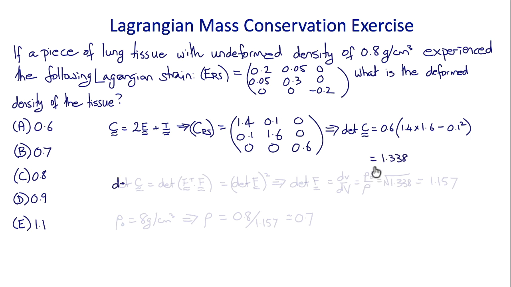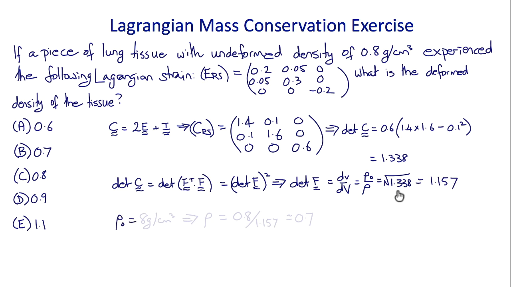1.338. Now the determinant of C is the determinant of F transpose F, which is the square of the determinant of F. Therefore, the determinant of F, which is the deformed to undeformed volume ratio, or the undeformed to deformed density ratio, is equal to the square root of 1.338, which is 1.157. Now, if rho naught is 0.8 grams per centimeter cubed, therefore rho is 0.8 divided by 1.157, which is approximately equal to 0.7, which is choice B.